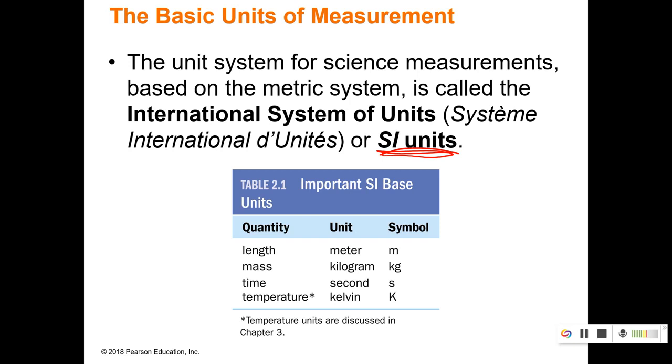Now I do want you to know for that one, we will measure in grams for chemistry. However, the SI unit is kilograms. This is the only SI unit that has a prefix from the metric system. So you do need to keep that in mind. That's a common mistake. Time is measured in seconds and temperature is Kelvin, and I know that one's new. We'll start talking about that in chapter 3.